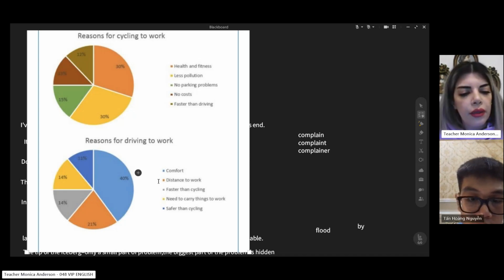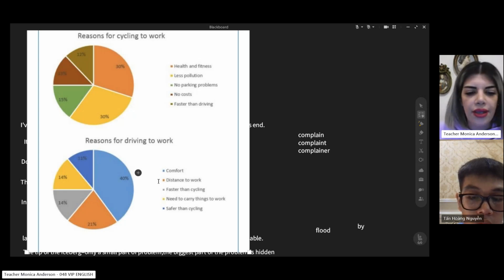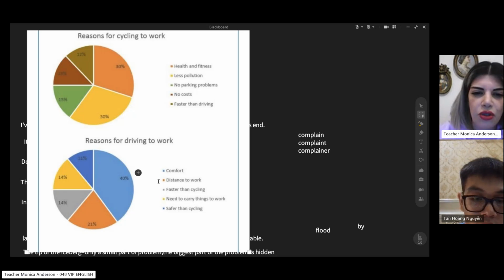Actually, I think the pie chart is easier than the other chart graphs, because you don't have very complicated parts or something. They're really clear.